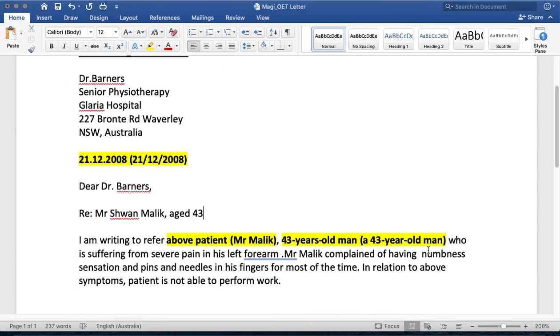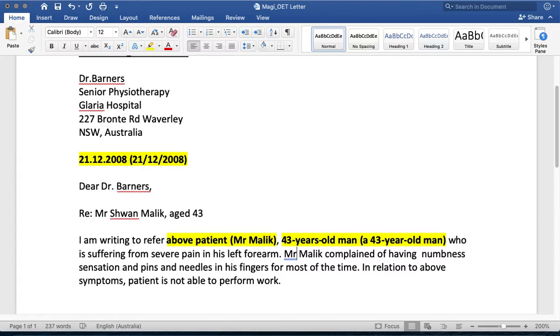A 43-year-old man who is suffering from severe pain in his left arm. All right, see, there is a gap between the word forearm and then the full stop, so you need to remove the gap. All right, so that's fine. So the first sentence is correct beyond these mistakes.